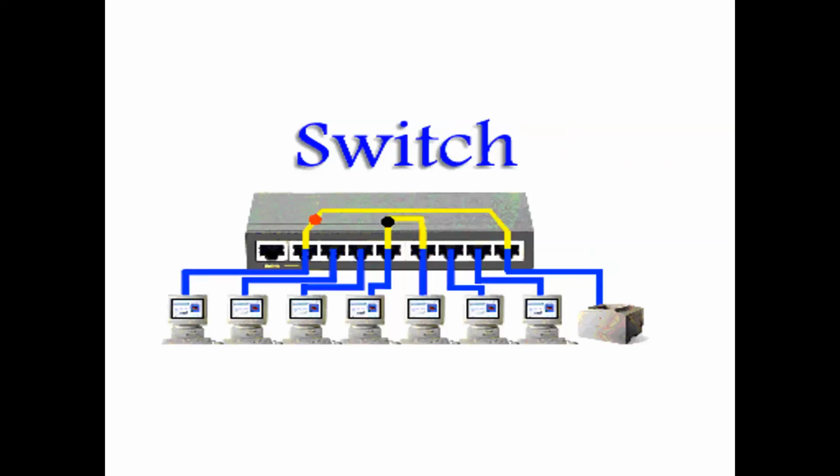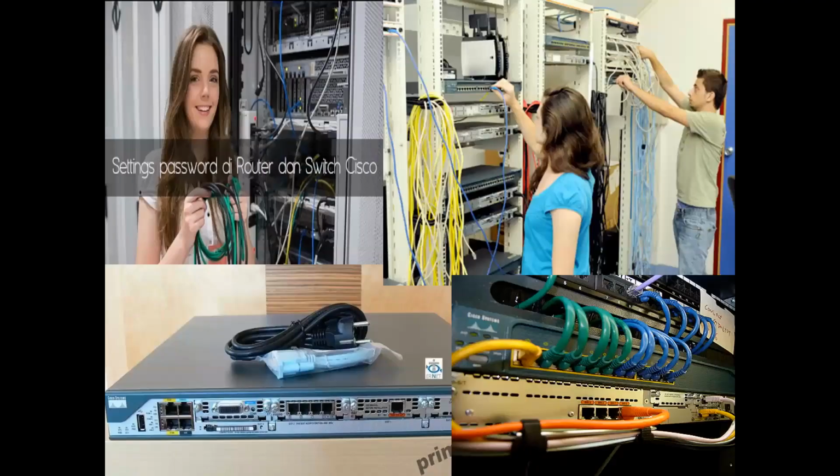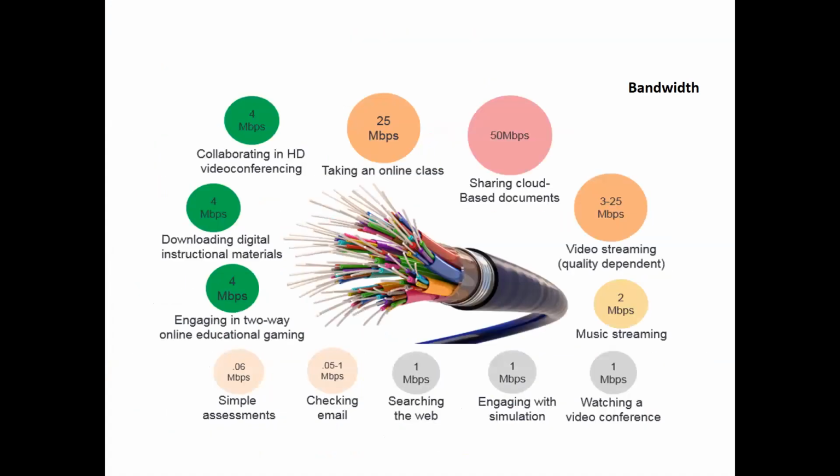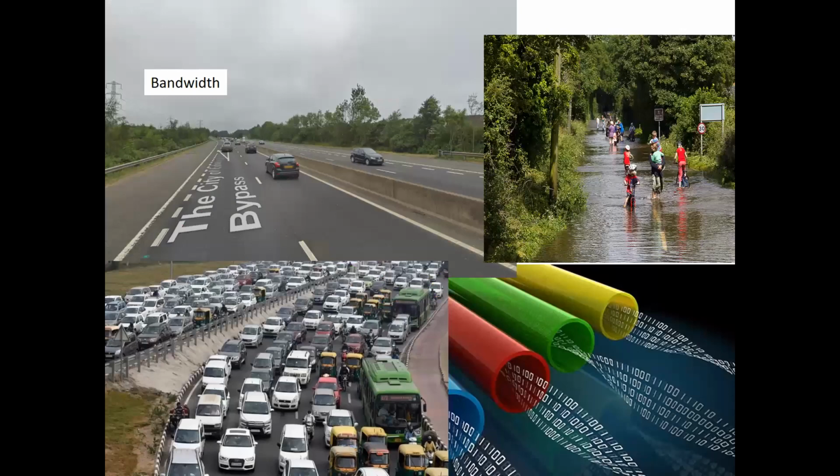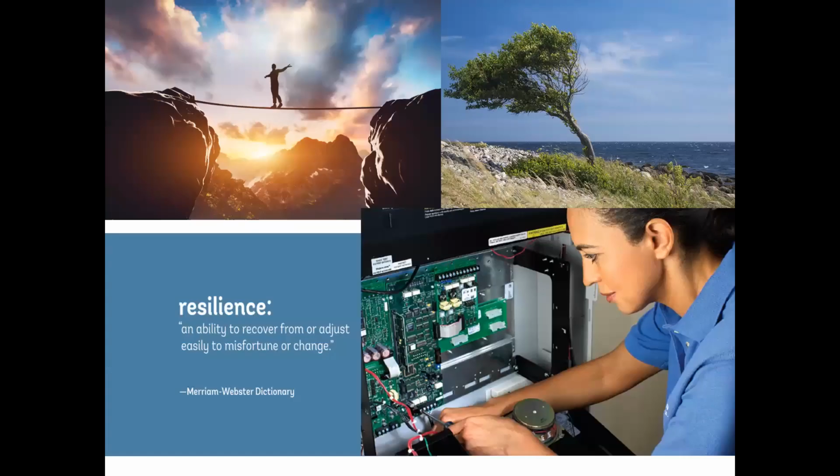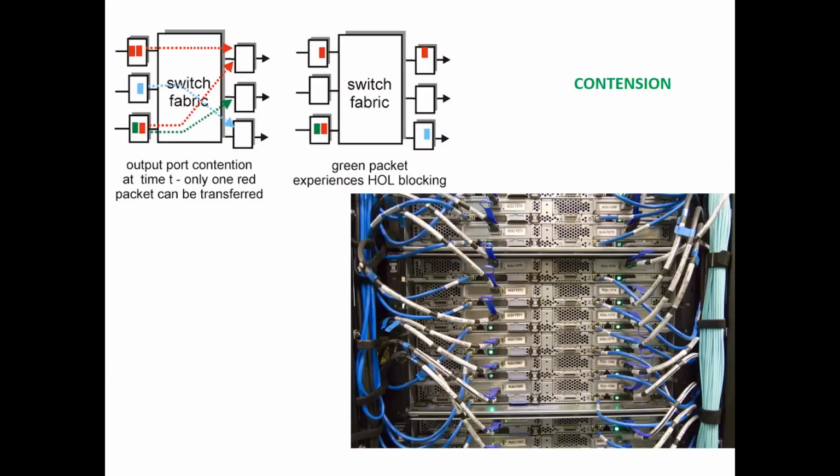This is a switch. Data from one computer to another computer is traveling via the switch. The data is traveling like this. Now, bandwidth is the capacity of the device to transfer or transmit the data, like a condenser, as I explained earlier.